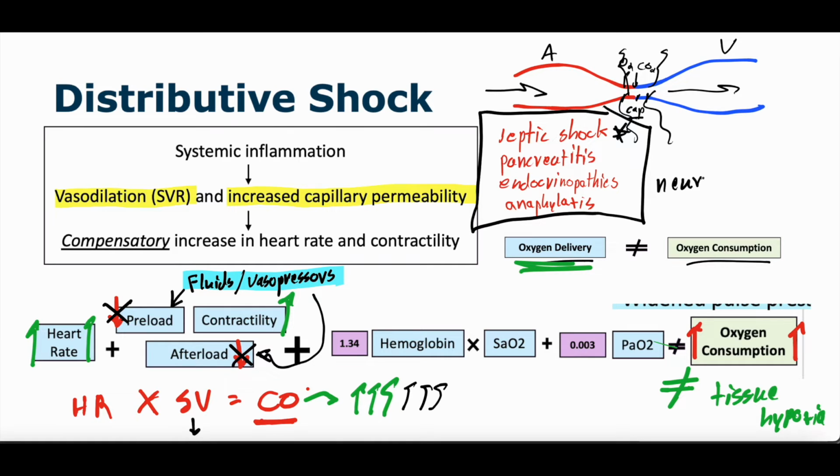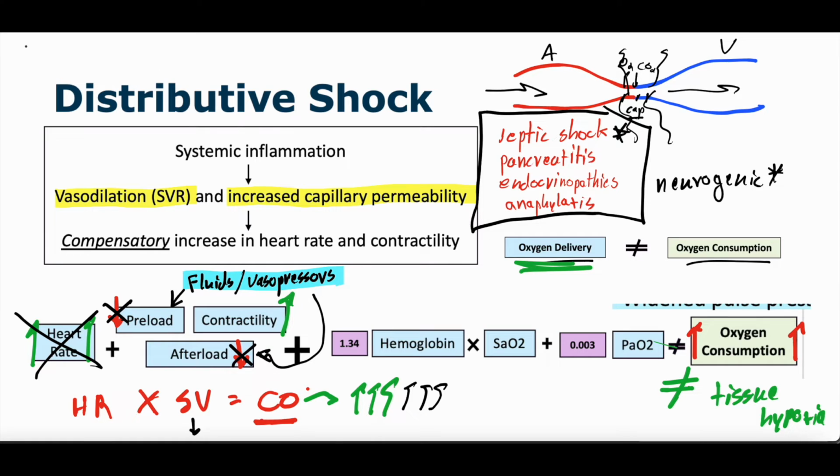Neurogenic shock is often batched in distributive shock, although it does behave a little bit differently. Because in neurogenic shock, you don't get the compensatory increase in the heart rate, you remain bradycardic. Because neurogenic shock is going to be injury to the sympathetic chain, so you can't mount that compensatory tachycardia. But it's still usually batched in distributive shock as well.